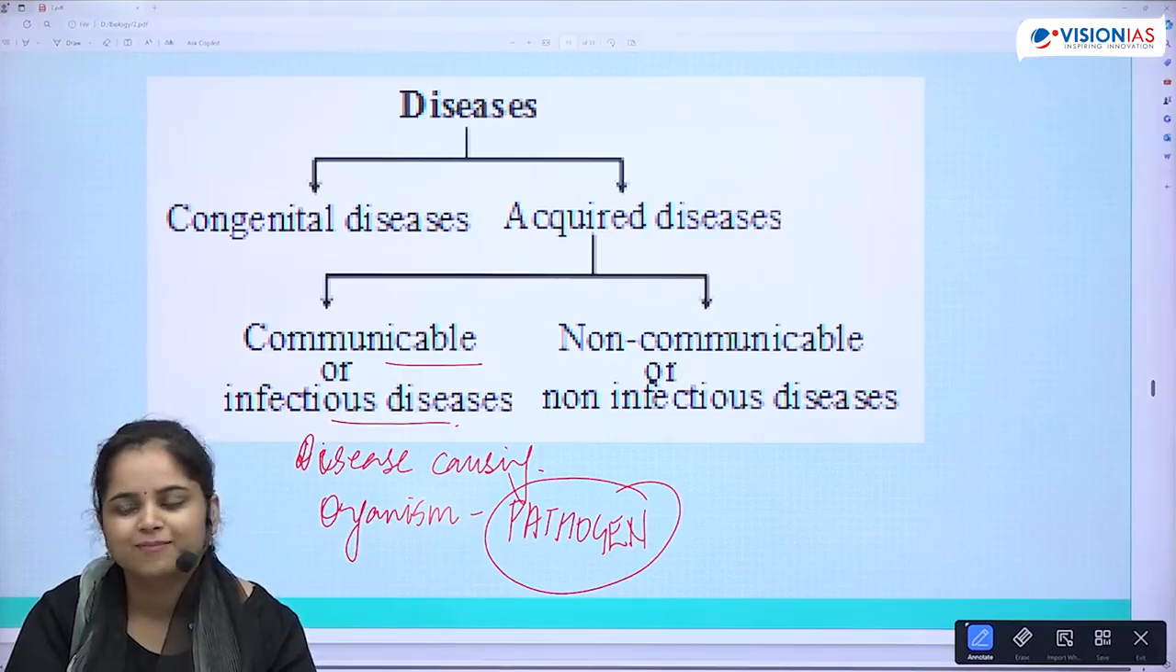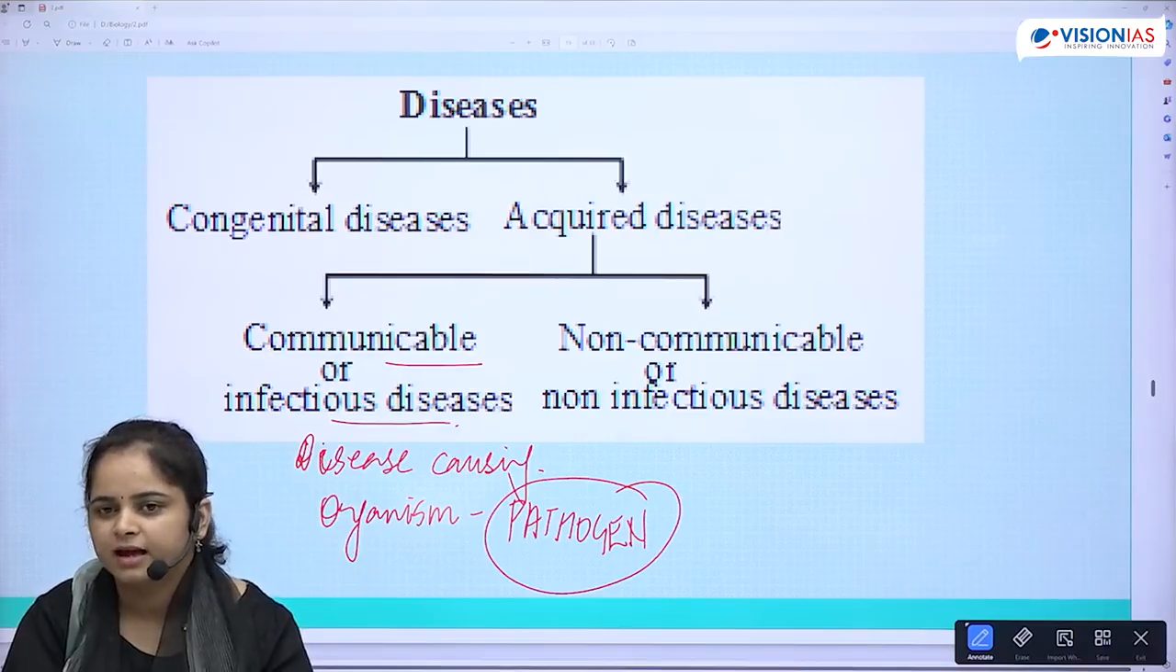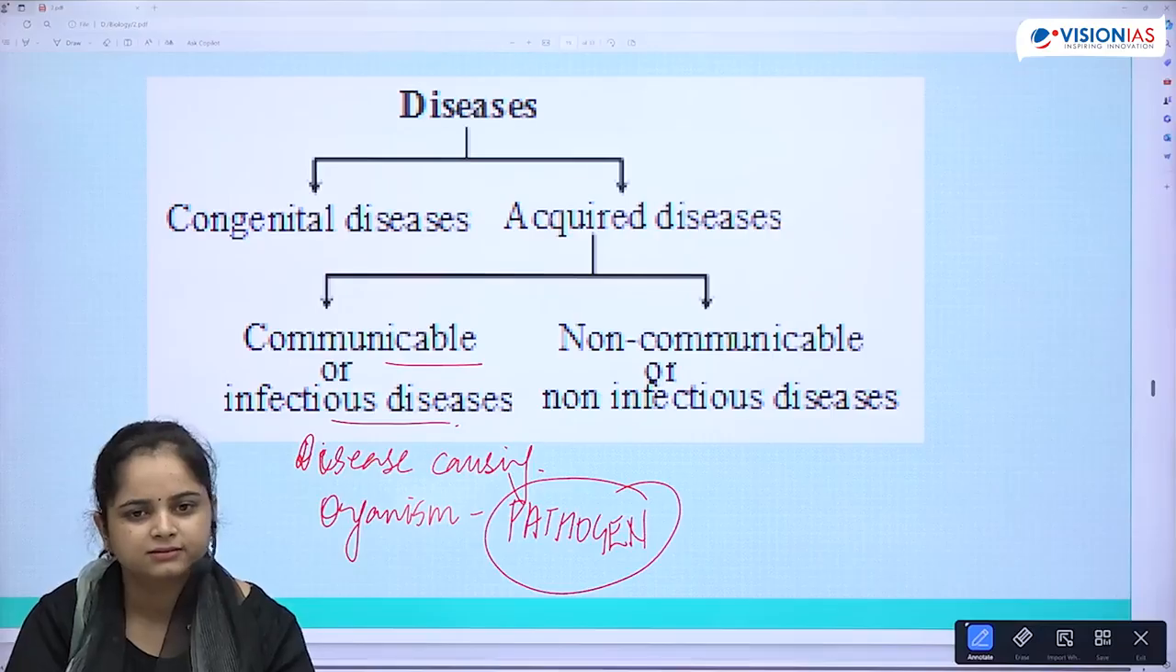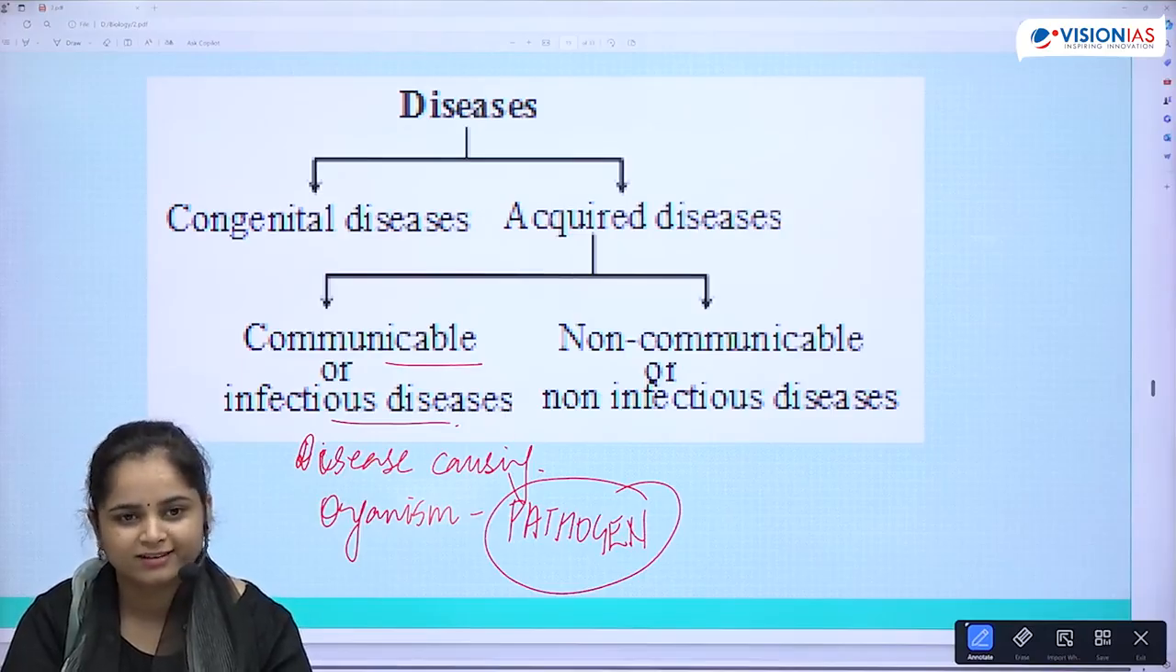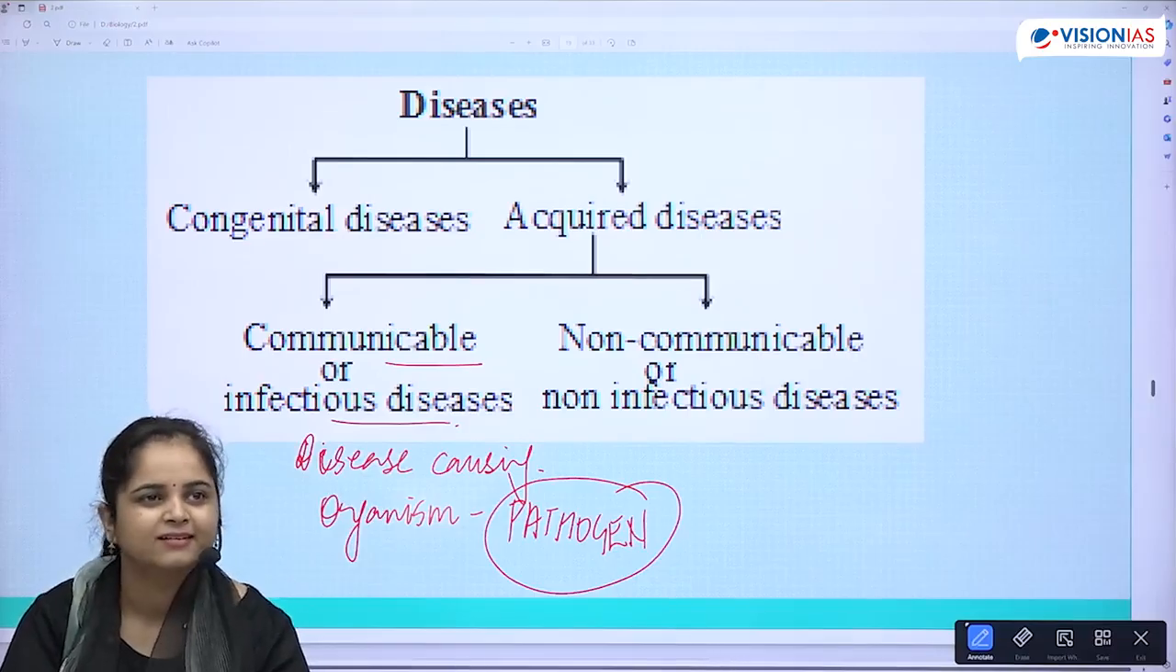Now, can you give me an example in this category? Asthma, cancer, diabetes, mental disorders, goiter. Okay, all the diseases which you studied for deficiency, they'll all come here.